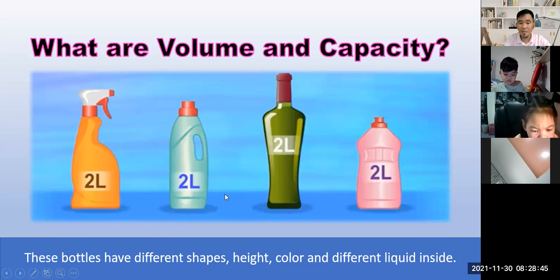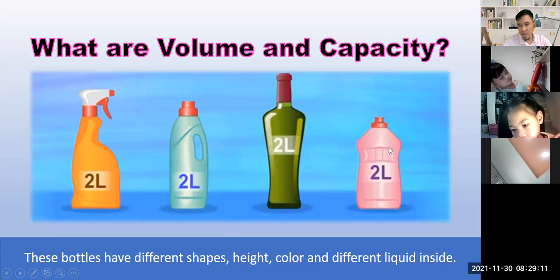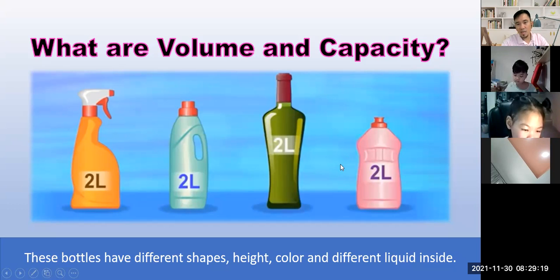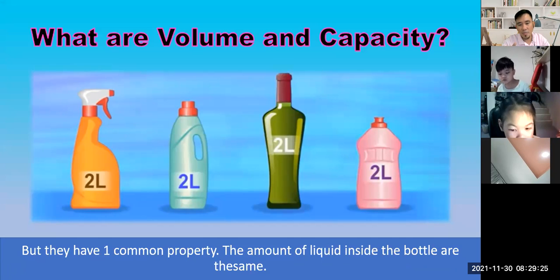These bottles have different shapes. If you look at the shape of this bottle and the next bottle, they are different. Some bottles are slim and tall. Some are wider but shorter, right? They have different heights, different colors, and different liquids inside. Maybe some is shampoo, some is detergent, and some is wine. But they have one property in common.